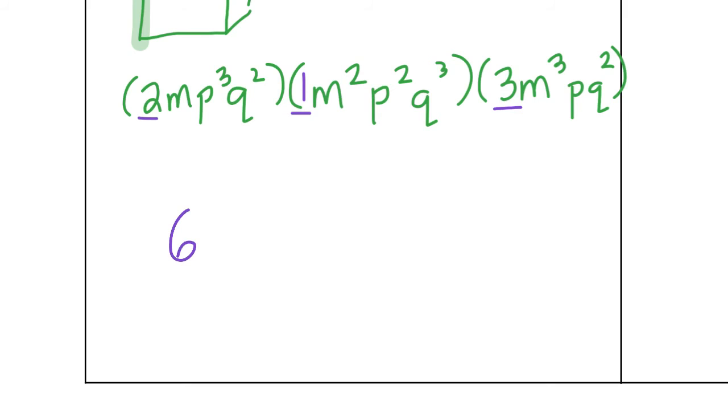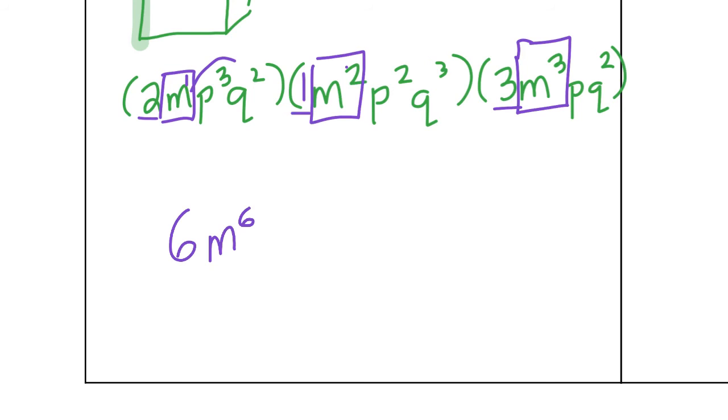Now let's combine the variables. So right here I have m, here I have m squared, and m to the third power. The product property says that I need to add all of these exponents. So the first one had an invisible 1, plus 2 gives me 3, plus 3 gives me 6.